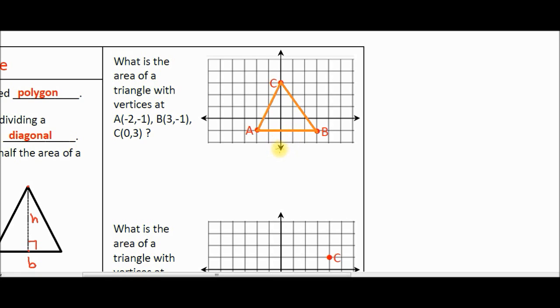It's actually pretty simple. The base, we've got a nice horizontal line right here. I'm going to use that as the base. And this base is 1, 2, 3, 4, 5. The base is 5 units. We can just count because this is an exact horizontal line.